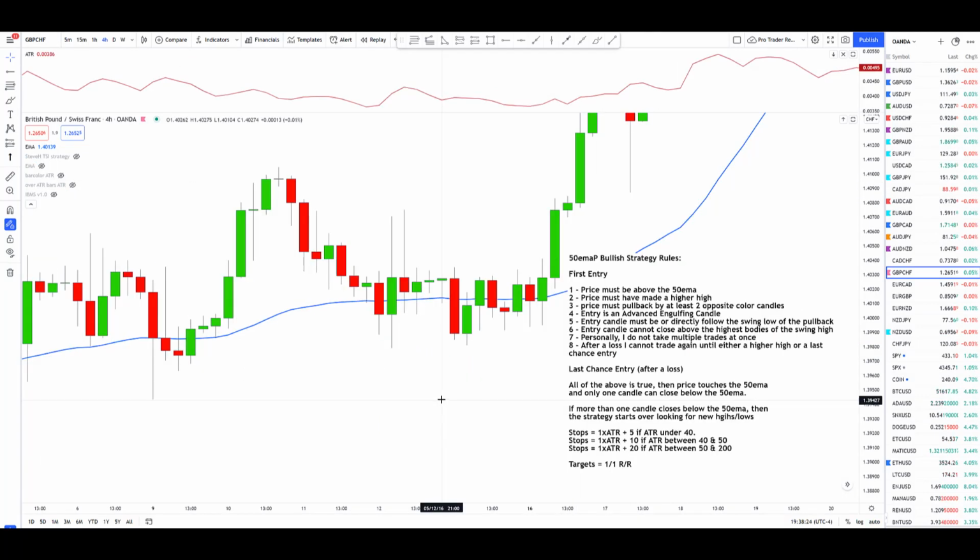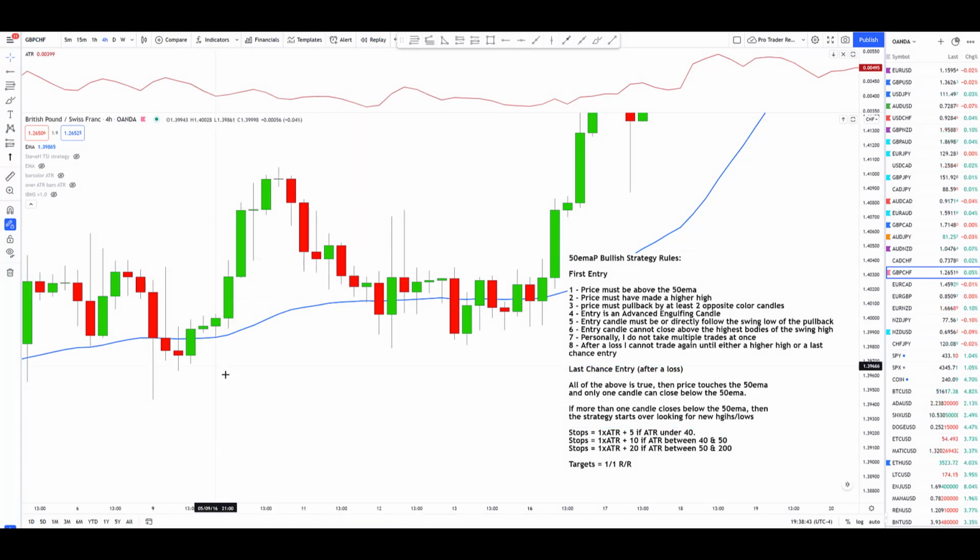Okay, so here we have a good example of the last chance entry. As you can see, the last chance entry is something that happens after our initial trade is a loss. Then we just need the price of whatever we're trading to touch the 50 EMA before we can start looking for another trade. It'll be a lot easier if I just explain this to you looking at the chart.